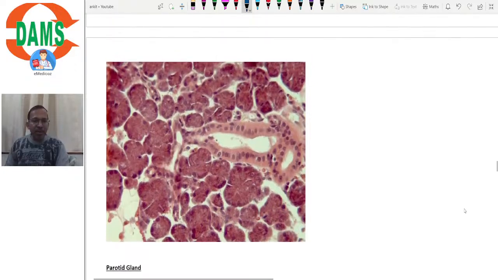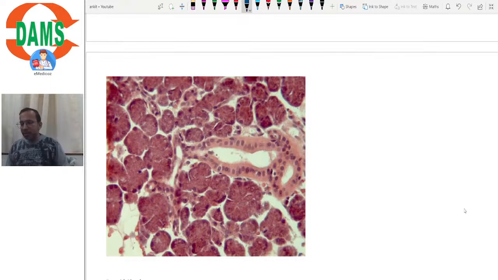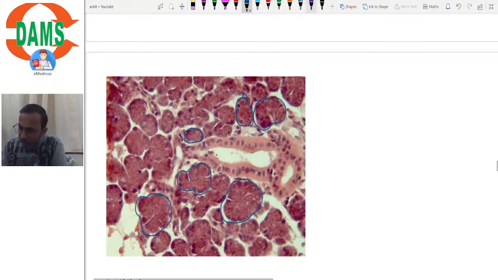तो यहां पर हमें क्या दिख रहा है? What do you see in this diagram? तो इस डायग्राम में हमें क्या देखने को मिल रहा है? We have several units, right? We have several lobules. So we can say that this is a secretory. These are secretory units, right? Then what you can notice is round nuclei. ठीक है ना?